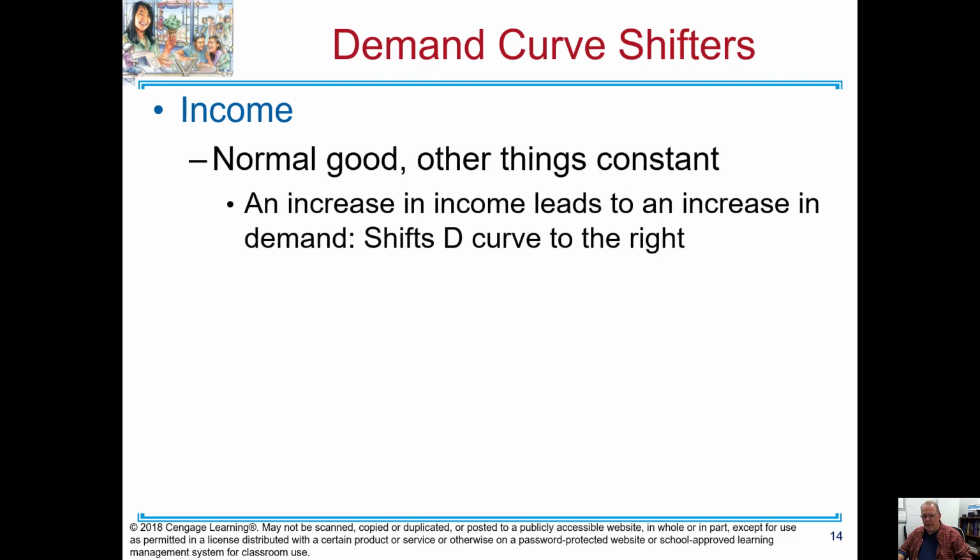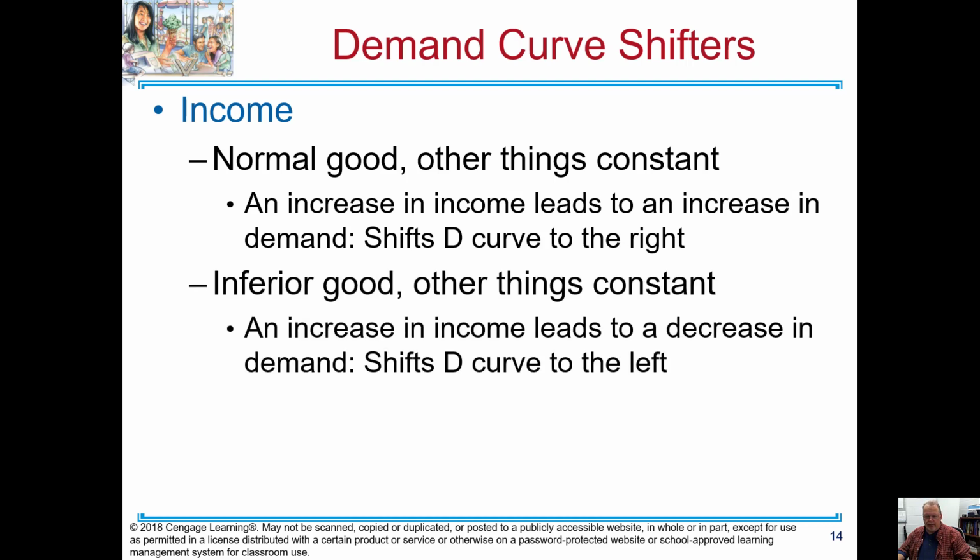Income. We have two types of goods: normal and inferior goods. To determine if they're normal or inferior, we have to ask each consumer how they would behave if their income went up or down with each product. Let's say ribeye steaks. If your income goes up and you desire to buy more ribeye steaks, it is a normal good. If your income goes down and you decide to buy less ribeye steaks, it is a normal good. With a normal good, income and the demand curve move together. If the income goes up, the demand goes up. If the income goes down, the demand goes down.